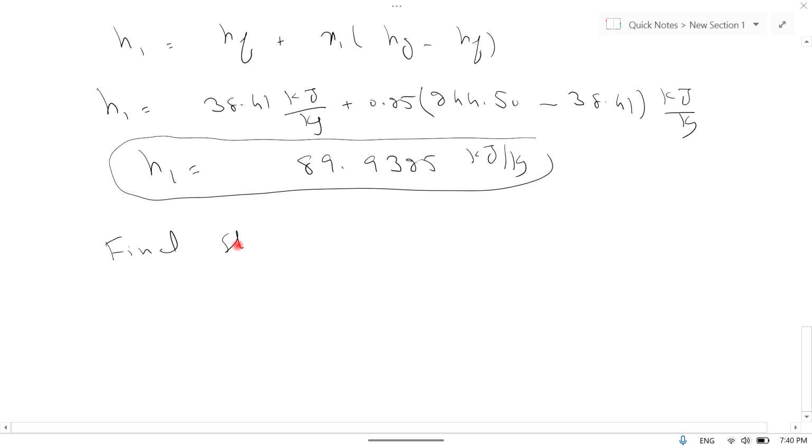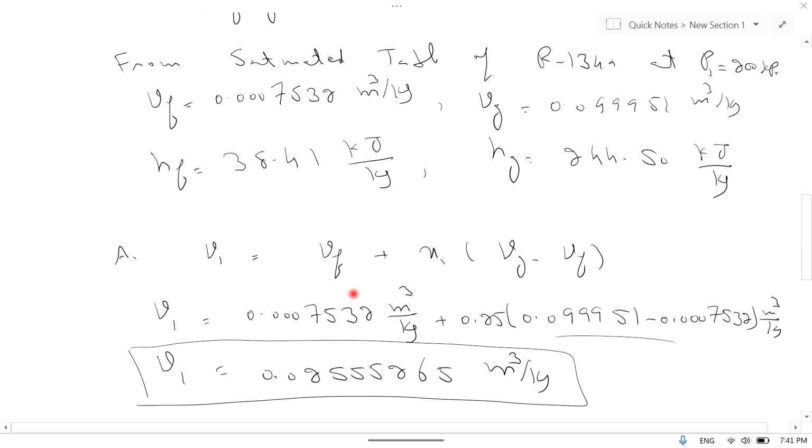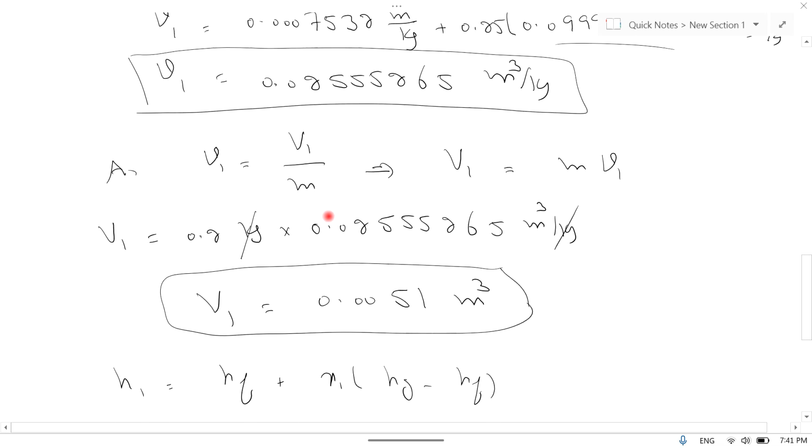Final state, it is given in the statement that this is dry saturated refrigerant, and the pressure is constant, P2 is equal to 200 kilopascal. At the dry saturated region, V2 is equal to Vg and H2 is equal to Hg, and Vg and Hg are already with us from the table. Vg is 0.09951 and Hg is 244.50.